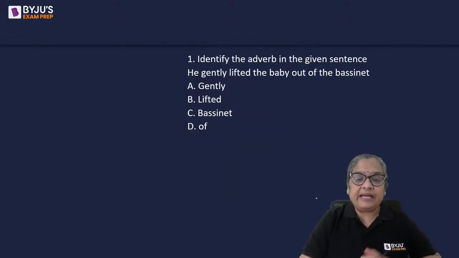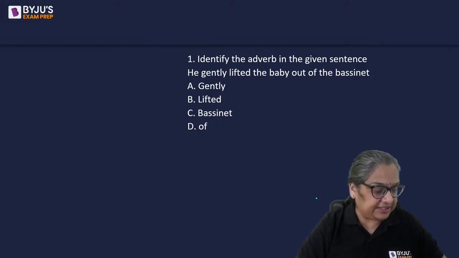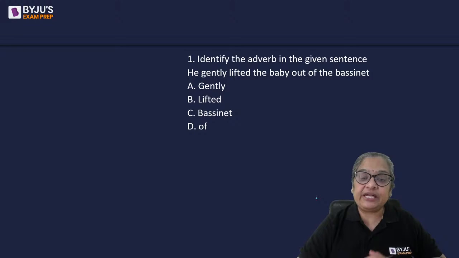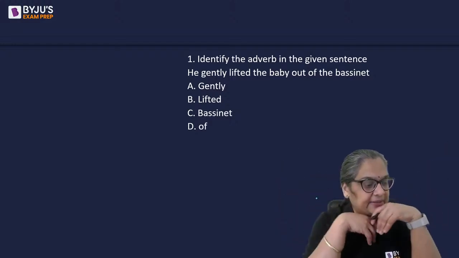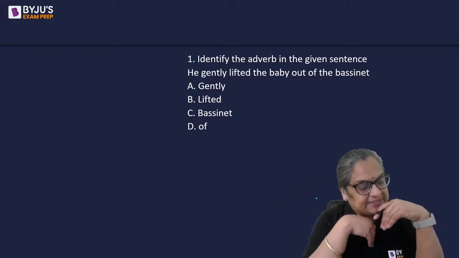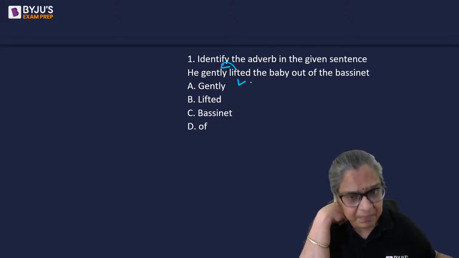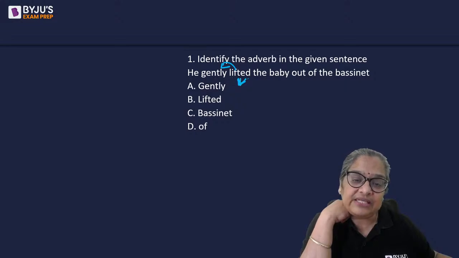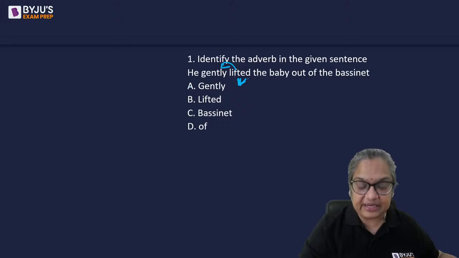All right. Identify the adverb in the sentence. Gaurav says it's A. What about the others? He gently lifted the baby out of the bassinet. Bassinet is a kind of cradle, a kind of bed with a stand. A. Yes. How did he lift the baby? He lifted it out gently. Lifted is the verb. Therefore, any word that describes the action has to be the adverb. A is indeed the right answer.